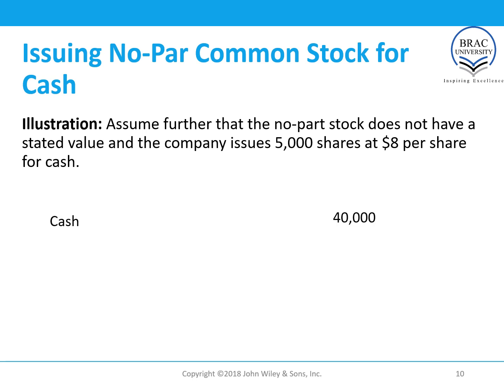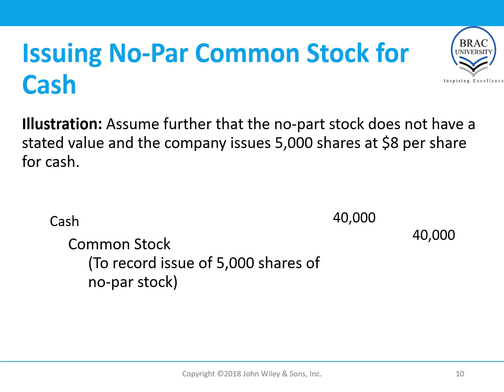And as you know, no stated value is mentioned here. That means the entire proceeds should be considered as common stock. So we should credit common stock for $40,000. So this is pretty straightforward.